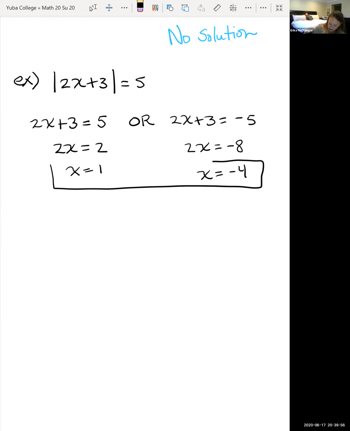The most common error is students only give me one solution, because they drop the absolute value and don't set it equal to the negative of the other side.